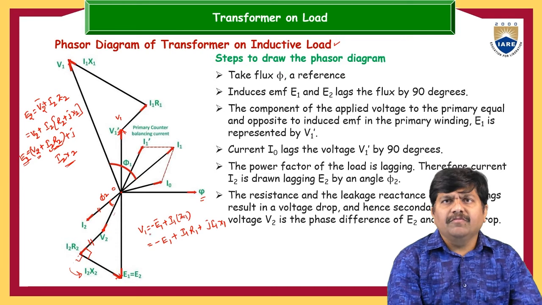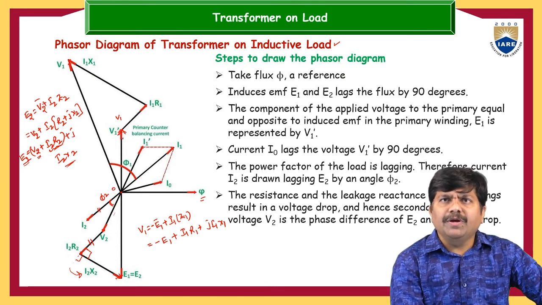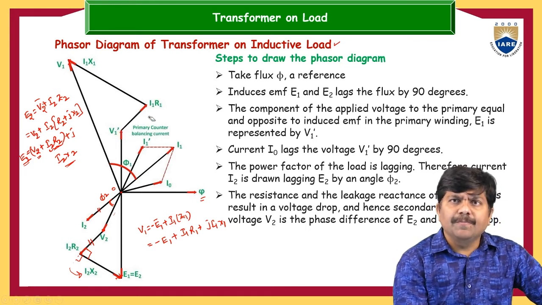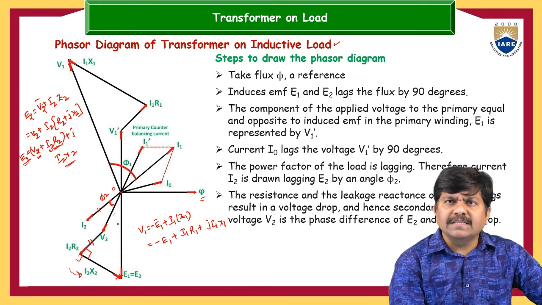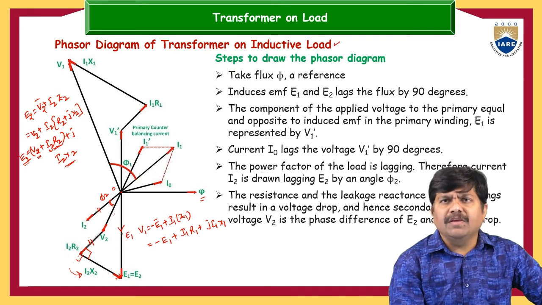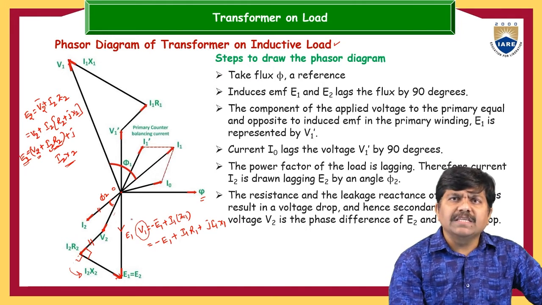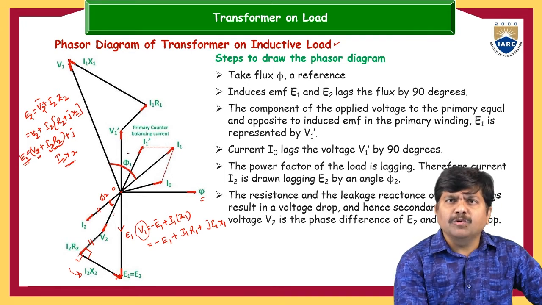Now how will this V1 be computed? Let us say this is the E1 vector, not exactly to magnitude, it may be somewhere here. How can we compute this V1 vector? That is the vector sum of minus E1 plus I1R1 plus j times I1X1. So minus E1 means you have to extend this E1 vector by 180 degrees in the opposite direction.